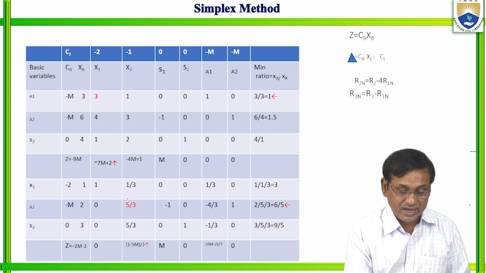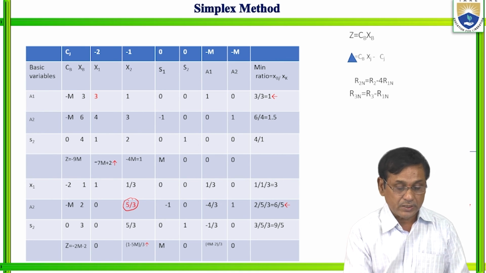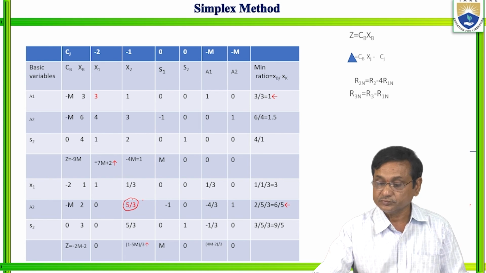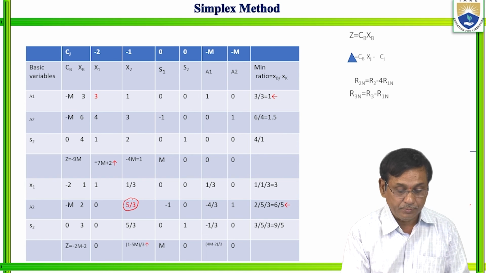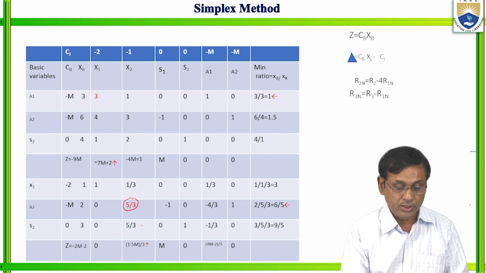So the key element is 5 by 3. Now divide this key row by this element 5 by 3 and enter in the next table. And we have to make this element equal to 0 and this element equal to 0.